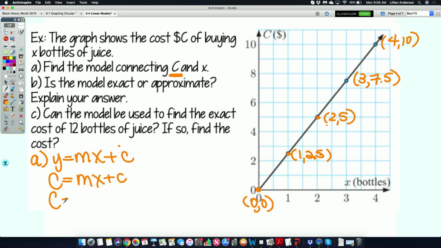M would be what? Not the bottles. Remember, m represents your gradient, how your y's change with respect to your x's. I asked you before, how are my x's changing? You said by 1. And how are your y's changing? Consistently by 2.5. So if gradient is the change of your y's divided by the change in your x's, then the m would be 2.5. It technically would be 2.5 over 1, but 2.5 over 1 is just 2.5.